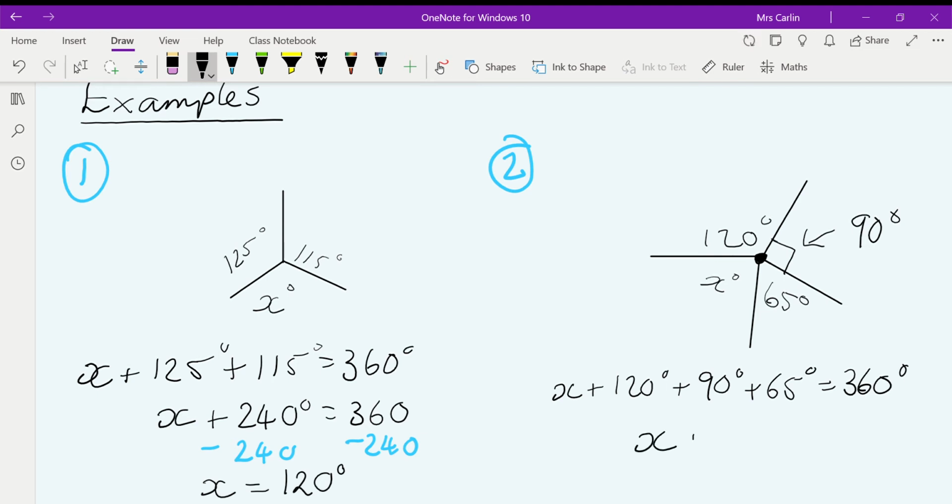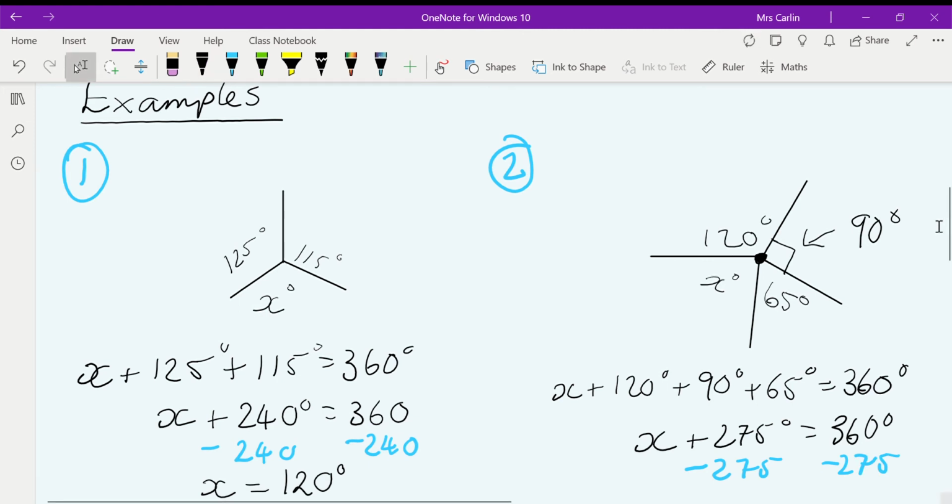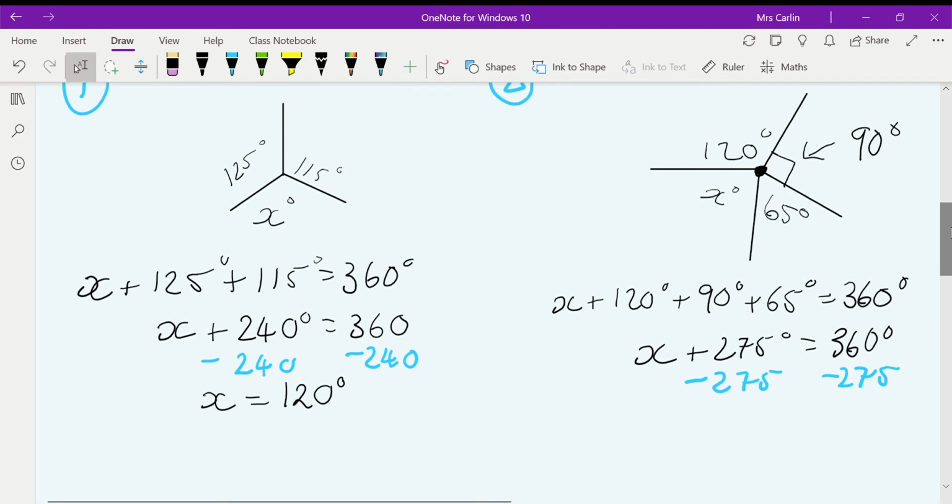When I tidy this up, I get 275 on that side, so x plus 275 equals 360 degrees. Like before, to get x on its own, I know I have to take away 275 degrees from both sides, and that will leave me an angle of 85 degrees.